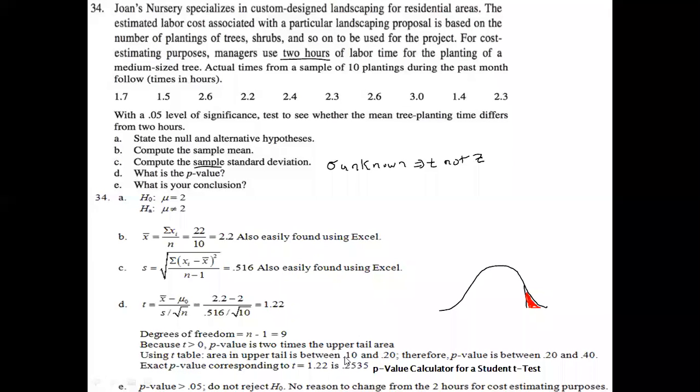Now, so that's the exact value. Before we just knew it was between 0.2 and 0.4, but now with that p-value calculator for a student t-test, we know it's 0.2535. And so what does that tell us? Well, the p-value is actually greater than our 0.05 level of significance, so we cannot reject H naught, and so there's no reason to change from the 2 hours for cost estimating purposes. Okay, so that's going to be our conclusion for this problem.